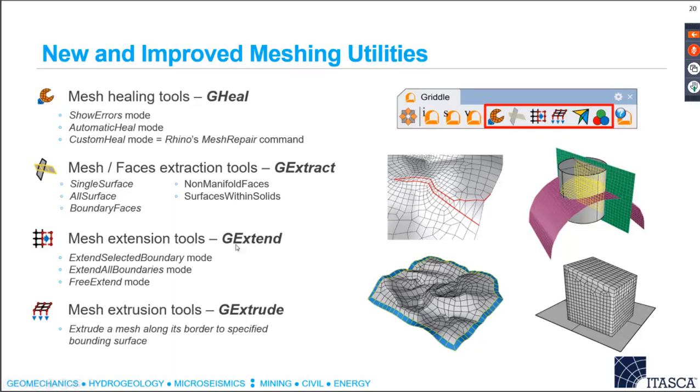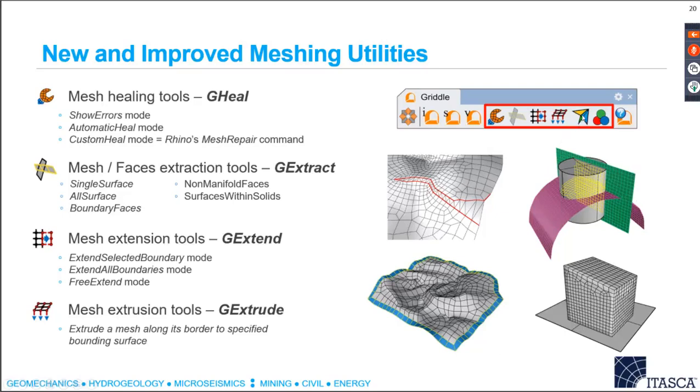There's also a new tool, mesh extension tools. There are three options here. You can see that you can extend a boundary or a piece of boundary along the tangential direction of the boundary, or faces attached to the boundary. And another new tool is mesh extrusion, which you can use to quickly create watertight domains for modeling.